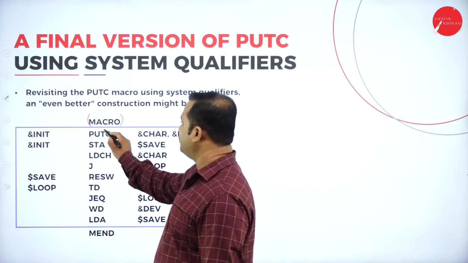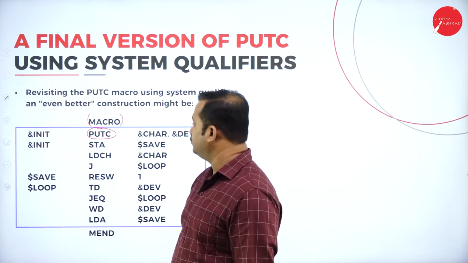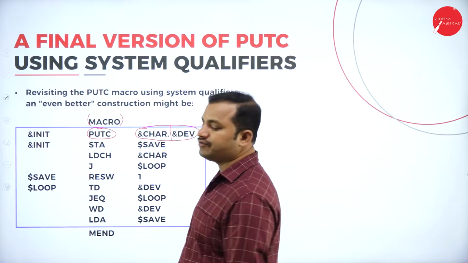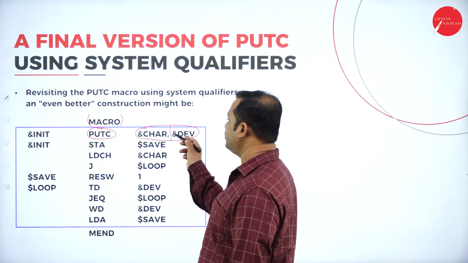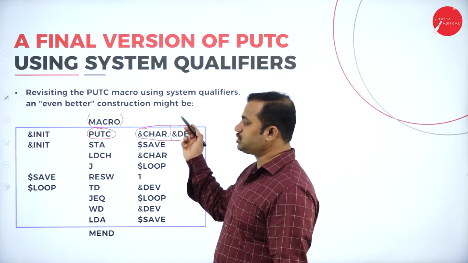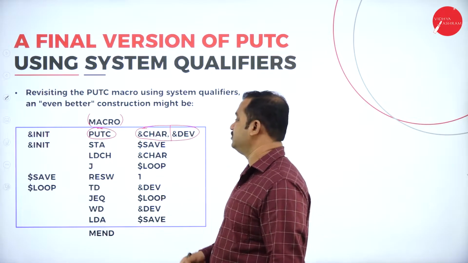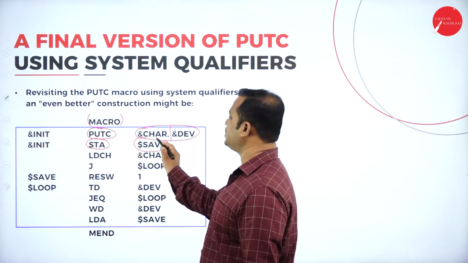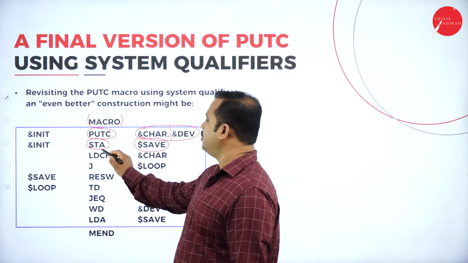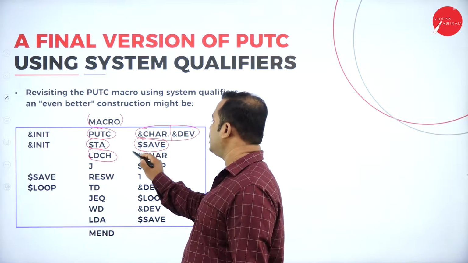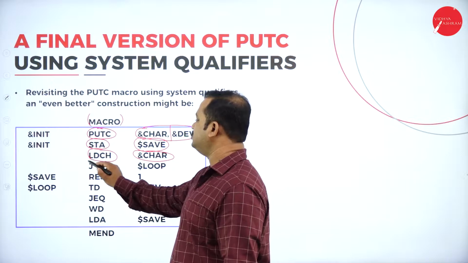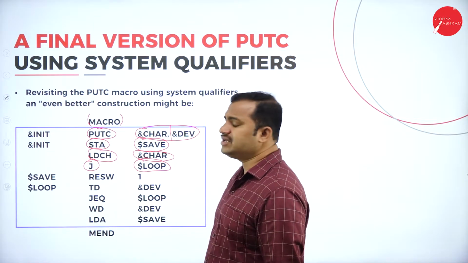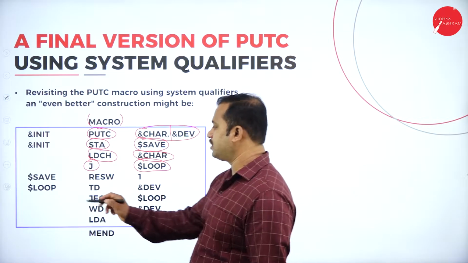Now, I have PUTC as the name of the macro. Then we have two parameters. The first parameter is the character which needs to be printed. Then we have the device from where the character is to be read or received. Then we have store accumulator here, we have $SAVE here. Then we have load character, LDCH &CHARACTER. We have the looping statement here. Where does the looping label lie in this program?